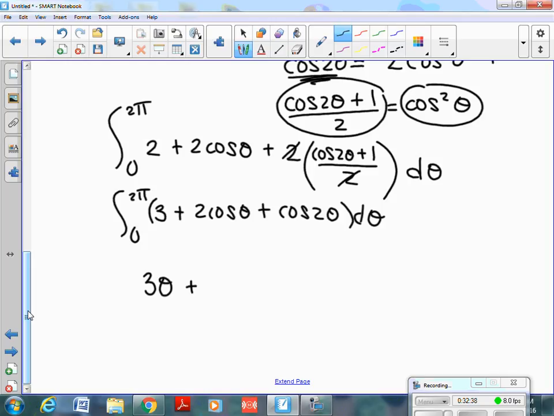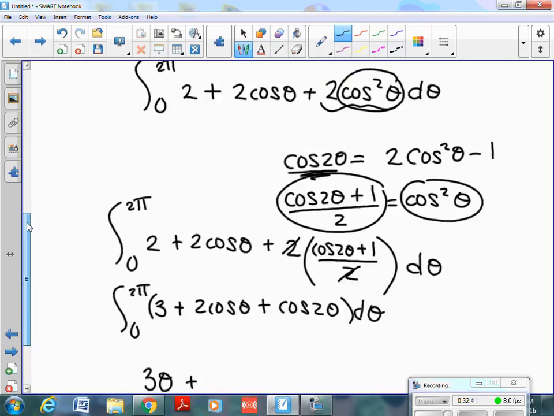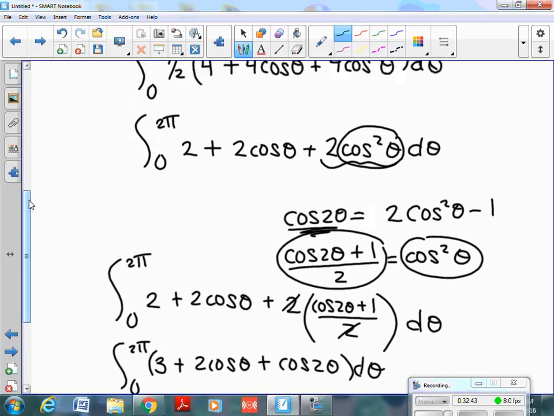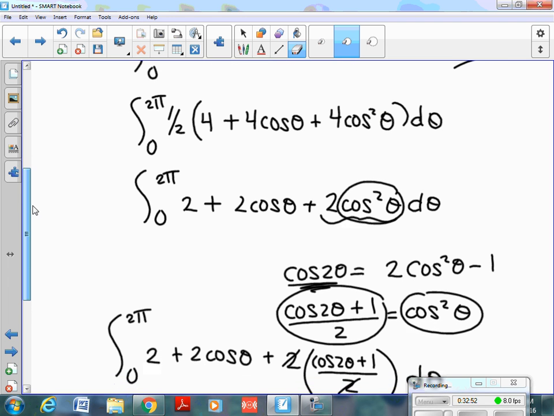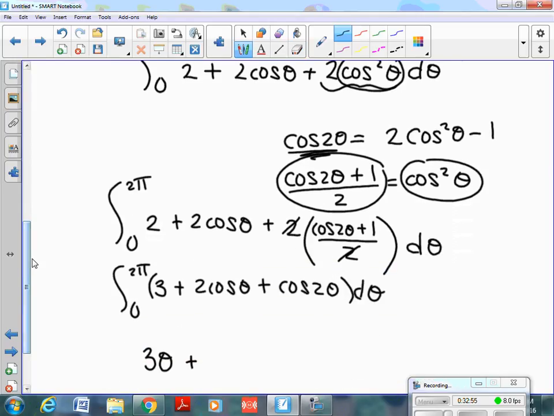Did I do that wrong? Did I forget my 4? I forgot my 4. How did I go from there to, yes, I'm sorry. Oh, I took 1/2 of that, which is 2. And then, when I integrate that, it's going to be 2 sine of theta. And then you need to use U substitution, and you're going to get sine of 2 theta divided by 2, from 0 to 2 pi.